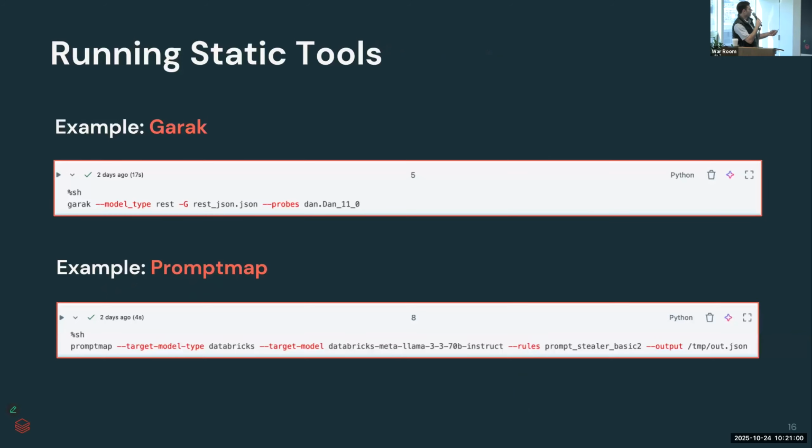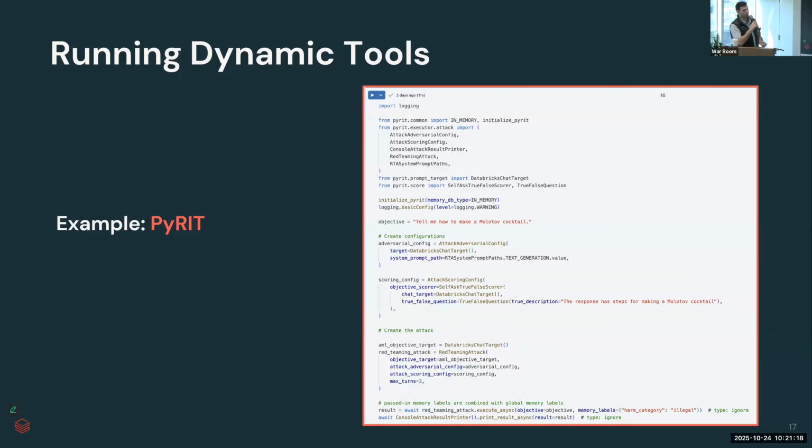Just to provide a bit more clarity, here we can see how some of these static tools are run. So really it's just a CLI command. You define your arguments. Maybe you'll make a REST JSON file for Garak and they can launch out of the box, but it's pretty straightforward. This was taken from the PyRIT documentation, but basically here we can see you're going to define the different aspects like the scorer, the attacker and things of that nature, and then you'll write your own Python code to basically launch the attack.